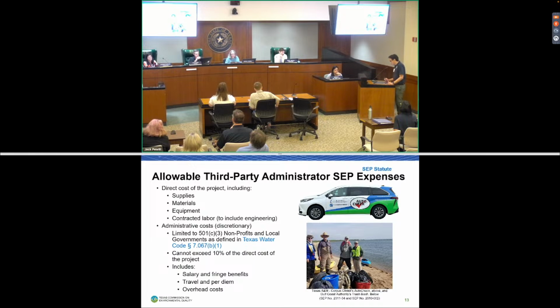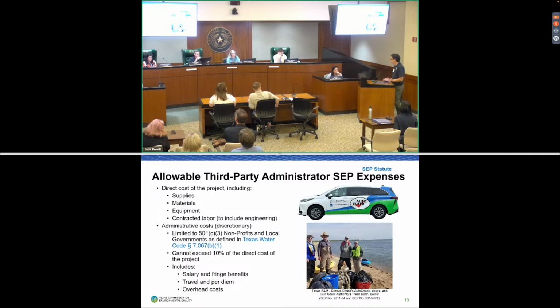Allowable third-party administrator SEP expenses. So we have direct costs of the project, which includes supplies, materials, equipment, and contracted labor, including engineering. There's also discretionary administrative costs. These are limited to nonprofits and local governments as defined in the statute. It cannot exceed 10% of the direct cost of the project. This can include salary, fringe benefits, travel, per diem, and overhead costs.